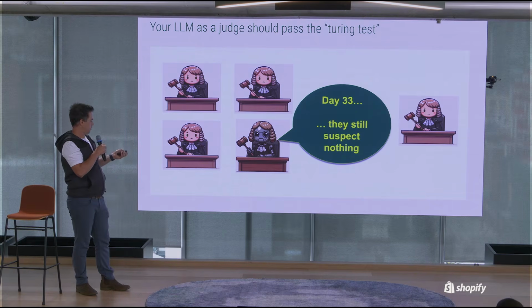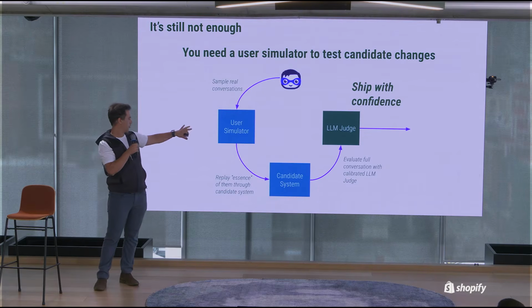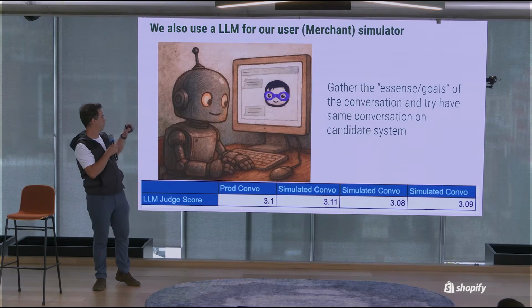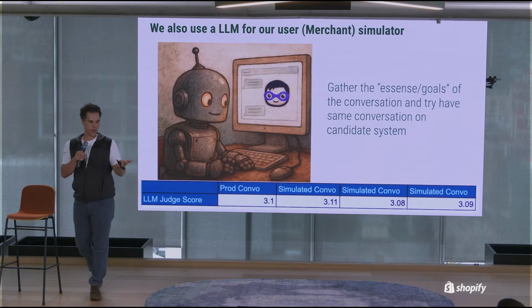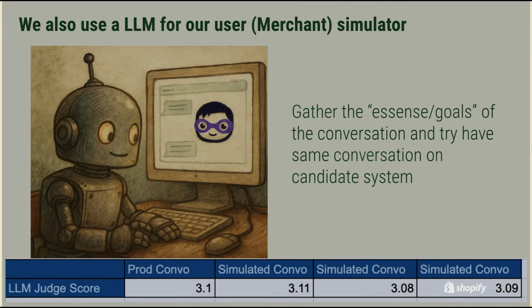So once you have this confidence level in your judge, it's not over yet, because now the LLM Judge is green, but we still have the user simulator and the candidate system. I'm going to go quickly over this one, but you also need to build a user simulator, because everything I showed so far was running on past data, offline data. But what if you have a new candidate system and you want to test it on your LLM Judge before you actually ship it? That's actually one of the most important things for our team to be able to do.